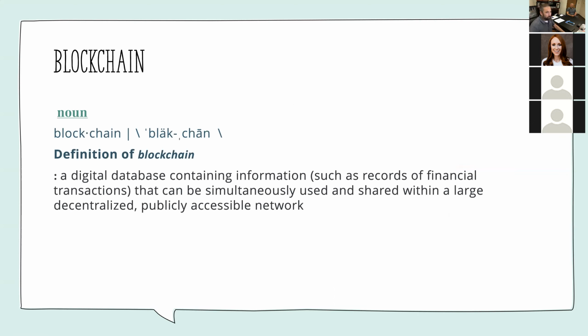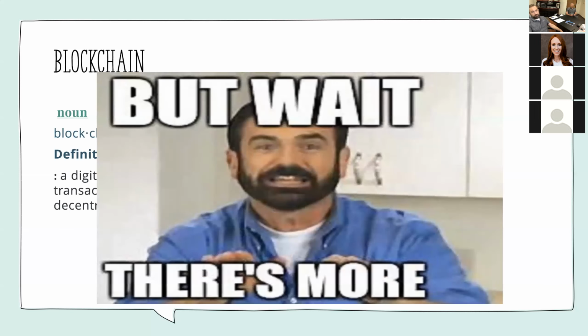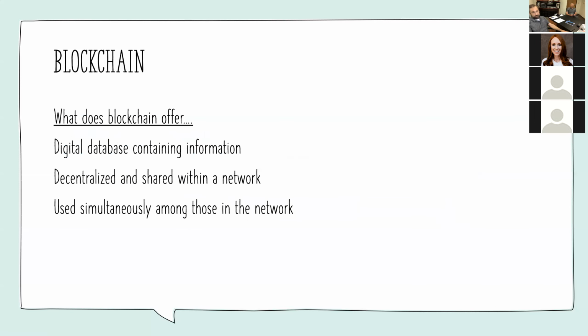So now, what actually is it? Blockchain is a digital database containing information such as records of financial transactions that can be simultaneously used and shared within a large, decentralized, publicly accessed network. But wait, there is more. So, from the definition, it's the digital database containing information.